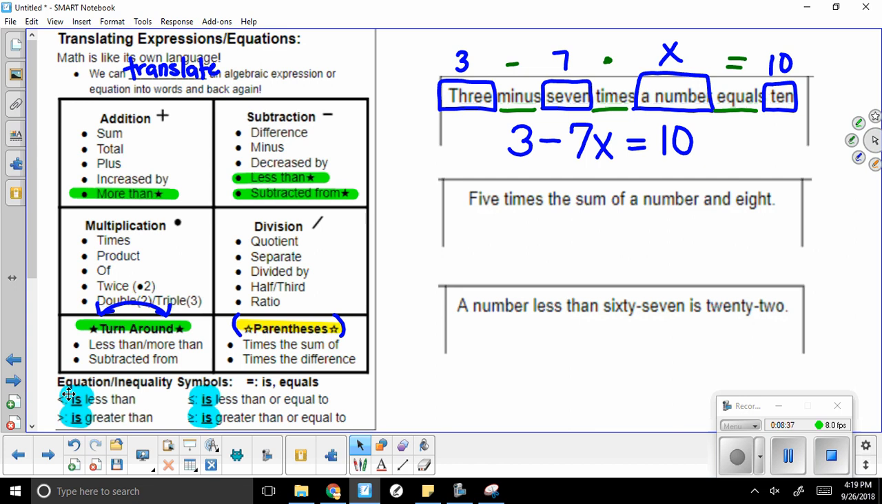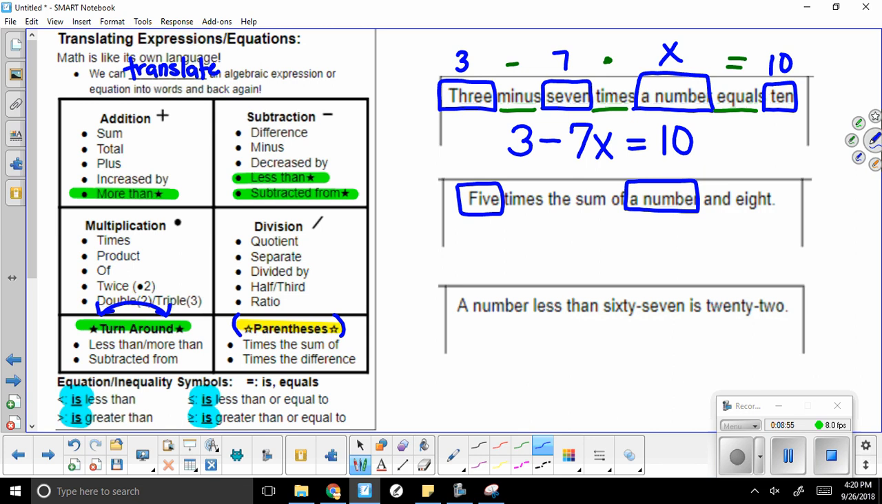Let's go ahead and try out the next one. Look for those numbers, and we're going to draw boxes. 5 times the sum of a number and 8. The first number I see is 5, so I'm going to put a box around that. The next number that I see is "a number," so I'm going to put a box around that one.